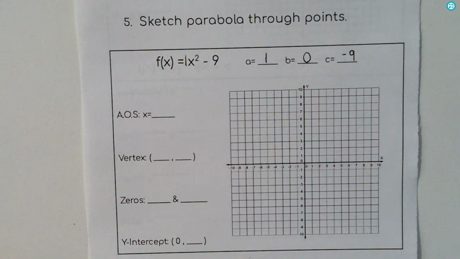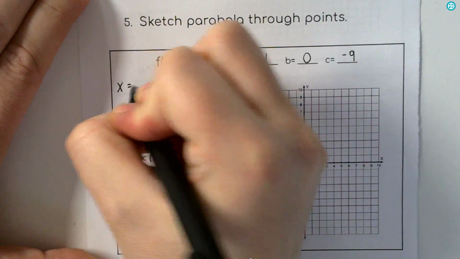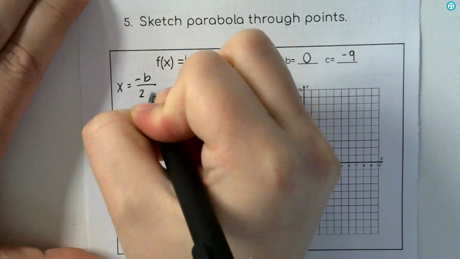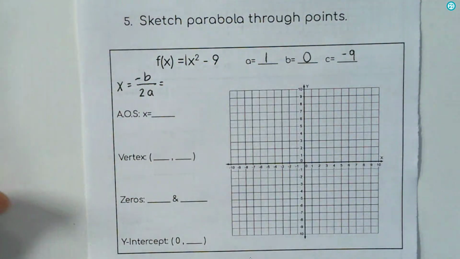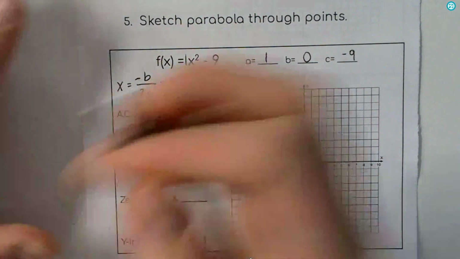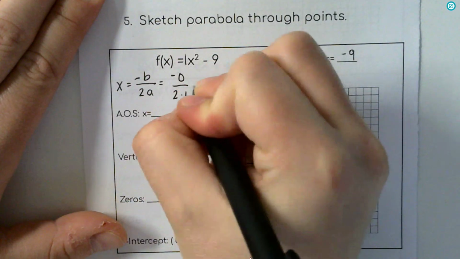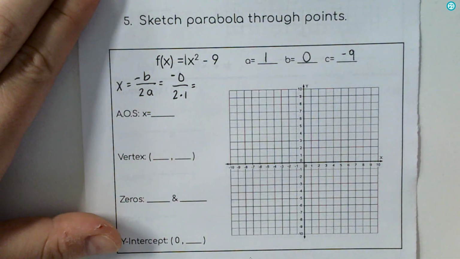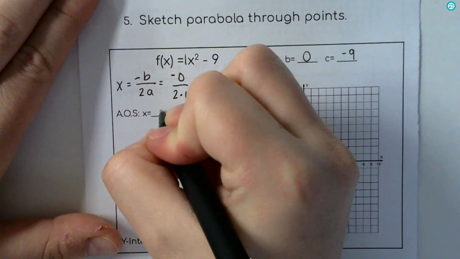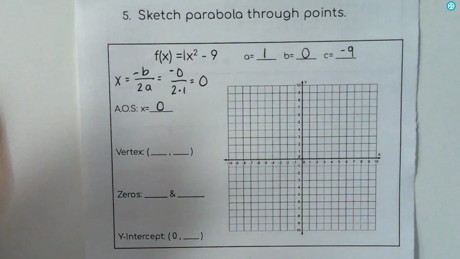Okay, I need to find my axis of symmetry and my vertex. My axis of symmetry is going to be x equals negative b over 2a. Always. That's the formula I'm always going to use. But in this problem, my b value is 0. So I'm going to have negative 0, or positive 0, it really doesn't matter, over 2 times 1. 0 divided by anything is 0. So my axis of symmetry is x equals 0.